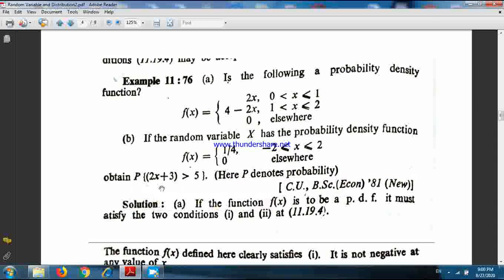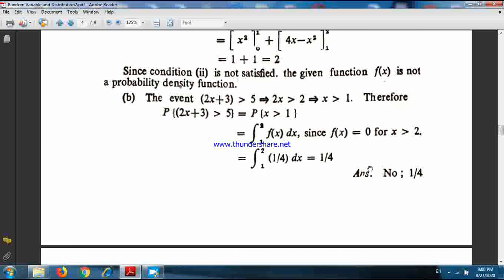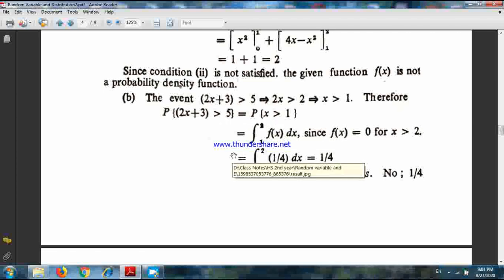So what to find? To find the probability 2X plus 3 greater than 5, it should be capital X. So how to find out? Very easy. 2X plus 3 greater than 5 means X greater than 1. So probability 2X plus 3 greater than 5 means probability X greater than 1. And X greater than 1 means 1 to infinity.